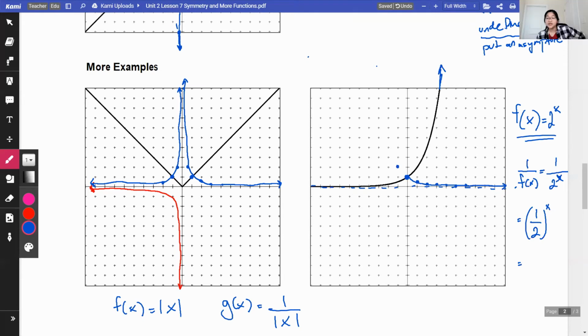Well, we could think of 1 over 2 to the x as giving us the negative exponent, right? So we have 2 to the negative x. And these are the same, right? 1/2 to the x and 2 to the negative x? Yeah, because 1/2 is 2 to the negative 1.